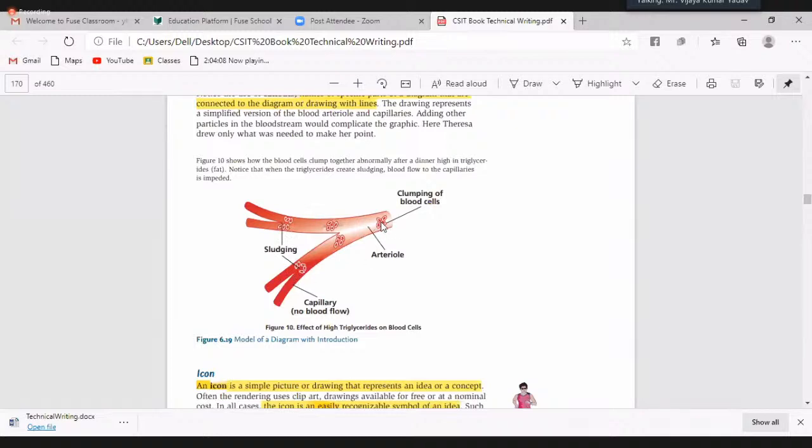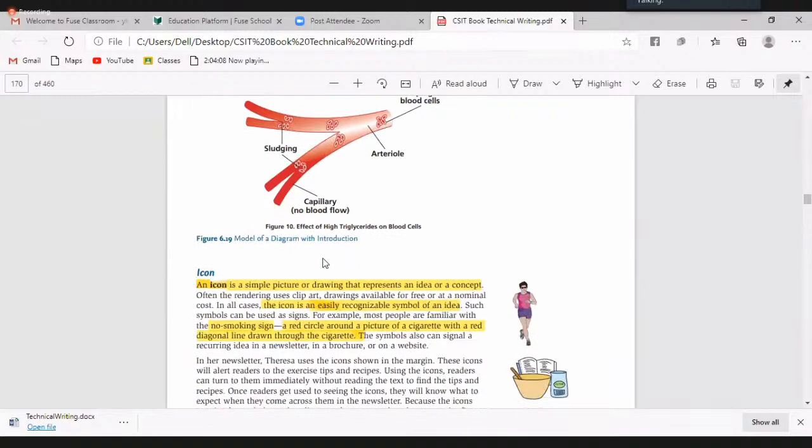And then what does this indicate? Clumping of blood cells. It means that here blood cells are clumped, clotted, isn't it? All these indicate clumping of blood cells. Okay, so from a drawing also we can convey certain information to the readers.